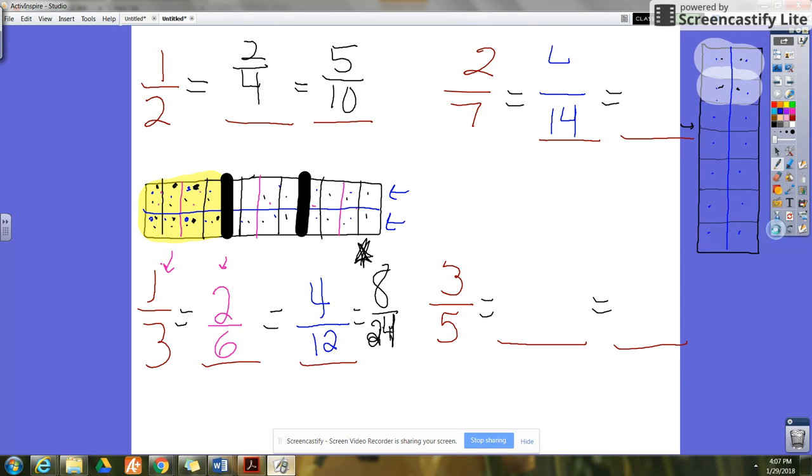So I needed to get rid of all my dots and my lines. And now I have 2/7 again. But we already figured out that it was equal to 4 what? 4/14. If you said that, you're correct. Then we did something fun and different. I'm going to change colors.